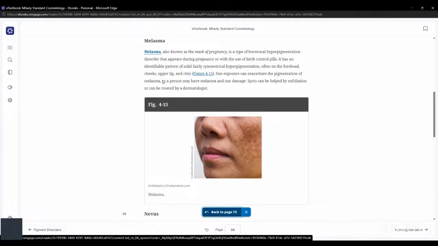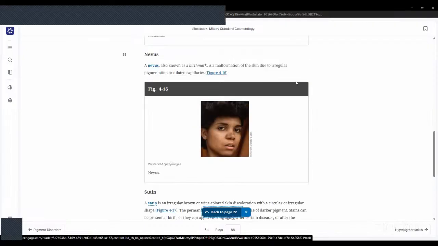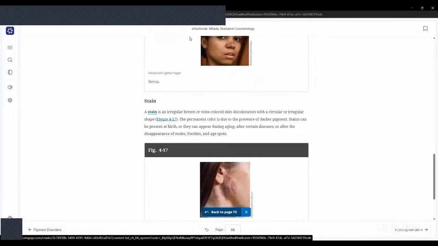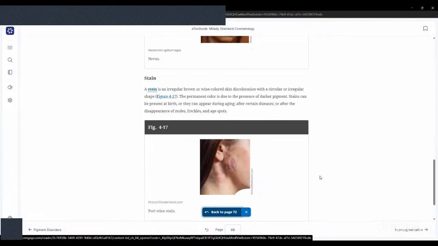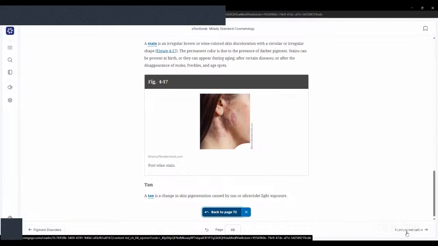Okay. Nevus, also known as a birthmark or a malformation of the skin due to irregular pigmentation. This again is a melanin issue. Or it could be dilated capillaries. So nevus is a birthmark. A stain can be found, just like a nevus, anywhere on the body. Many individuals look at it as when you remove a mole, freckles, or age spots. Okay. And when you think it's age spots, you may also want to look at other areas around the skin.